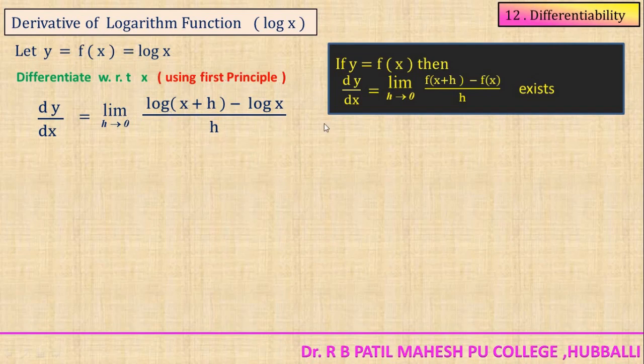Now find out the limit value as h tends to 0. If h is 0, it becomes log x minus log x divided by h, which means 0. Log x minus log x is 0, so 0 upon 0 it is. Therefore we cannot substitute, or we cannot find the limit here. So again we have to evaluate this function. Here we have a subtraction between log functions. So using the second property, this is written as log of x plus h divided by x.